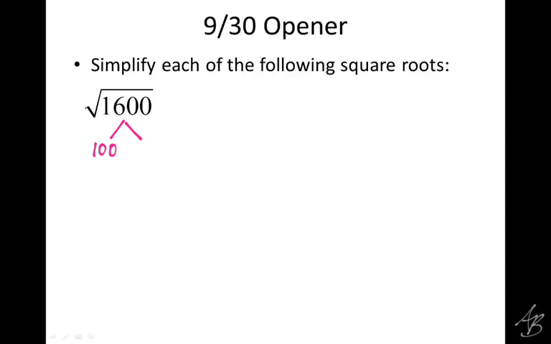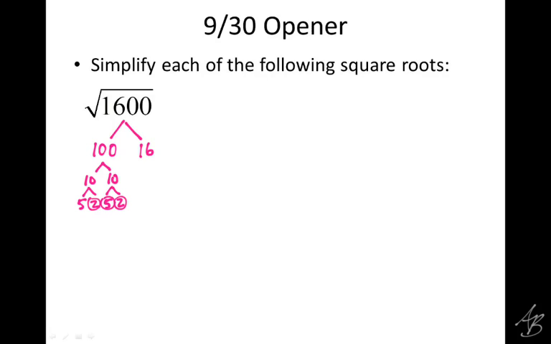So I'm going to do 100 times 16. So then what do we multiply to get 100? 10 times 10. Okay, you could do 50 and 2, you could do 25 and 4. I like 10 and 10 personally. And then each of those 10s will be 5 times 2.